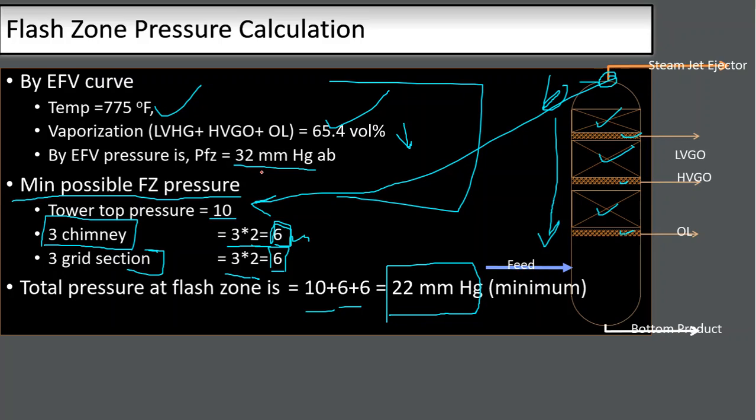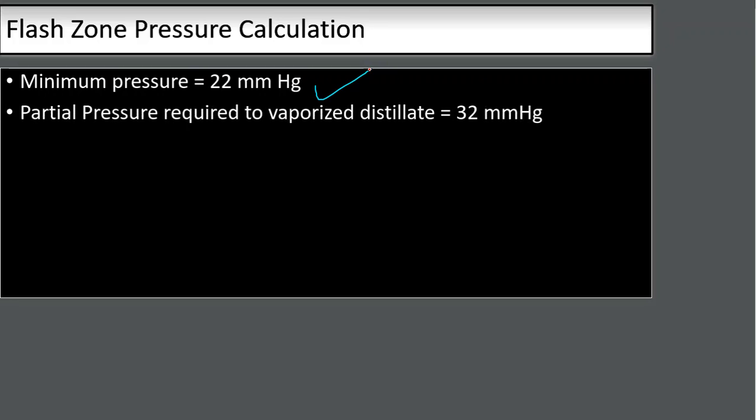Now we have to come to the conclusion part, because what we need we have calculated here. The minimum pressure we have calculated is 22 mmHg, meaning we cannot create a pressure less than 22 mmHg. That is the condition. The pressure calculated at the flash zone by the EFV curve is 32 mmHg. That is the pressure required for the vaporization of 65 volume percent. So the pressure should be either 32 mmHg or less than 32 mmHg. It cannot be greater than 32 mmHg. If the pressure is increased, then obviously the volume fraction vaporized will decrease.